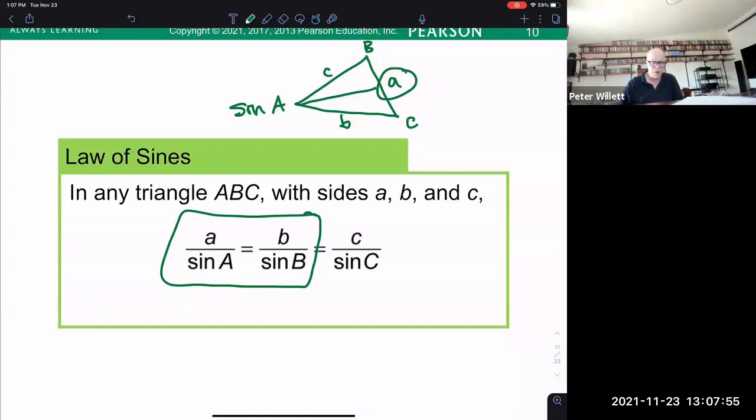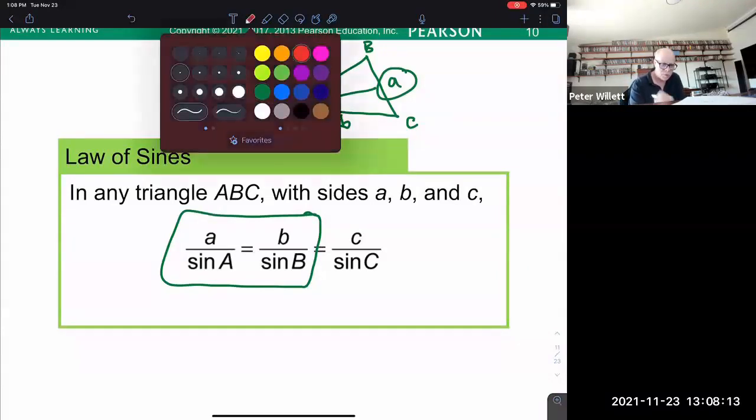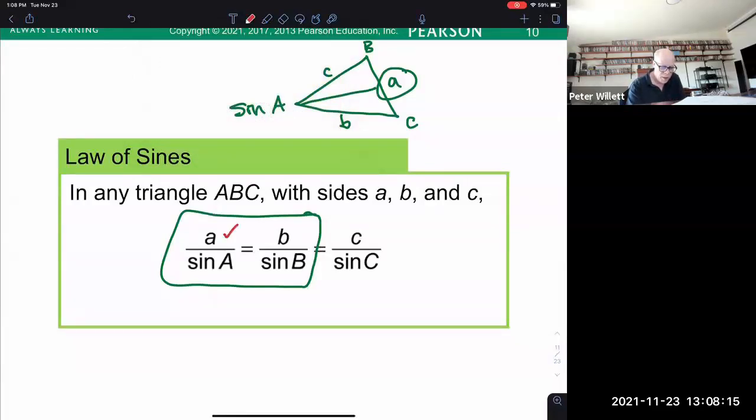You can make a little equation. There are four things we don't know: two sides and two angles. If we know three of those four, like two of the angles and one of those sides, then we can solve for the missing one. So if I know side a and angle B, I can solve for side b.